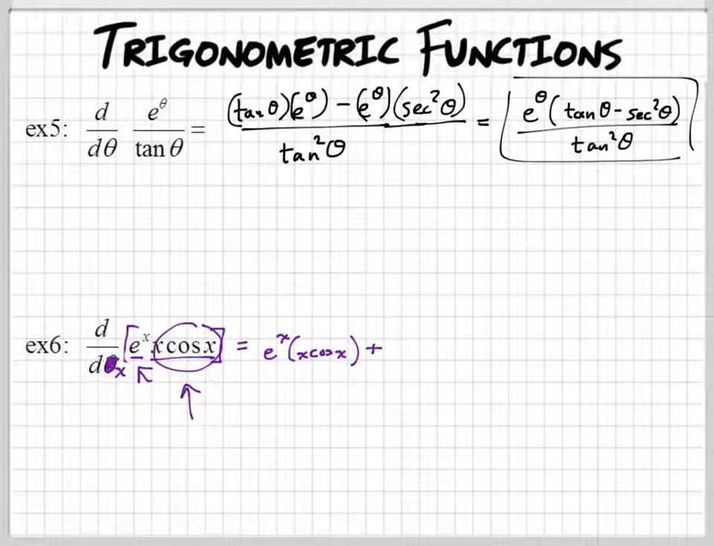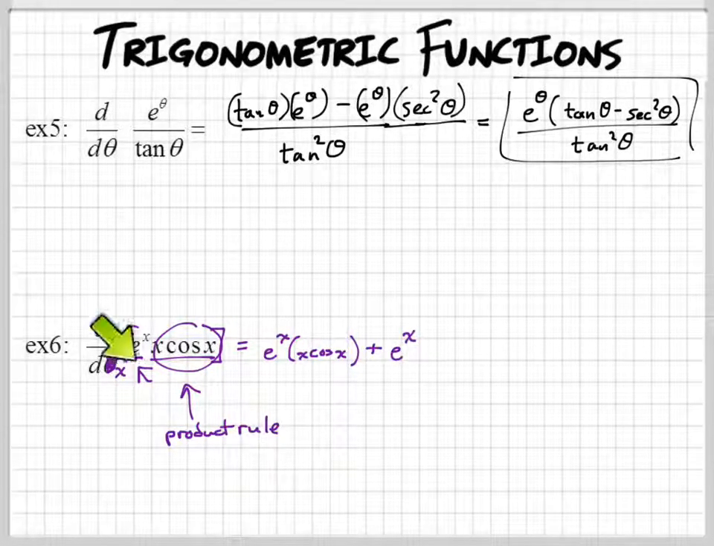Now when I take the derivative of the second, what am I going to use? I have to use product rule when I take the derivative of that. So we're going to have the product rule inside of the product rule. So we have e to the x because we don't have to take the derivative of the first one, since we already did that one. Now we have to take the derivative of the second one.